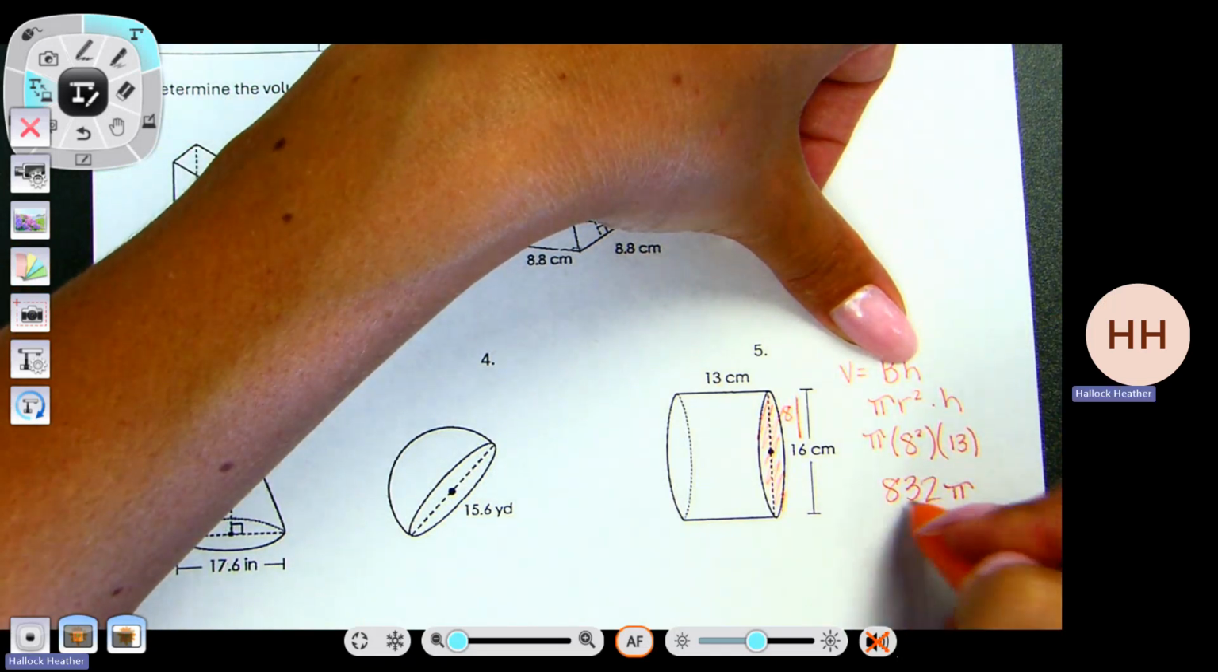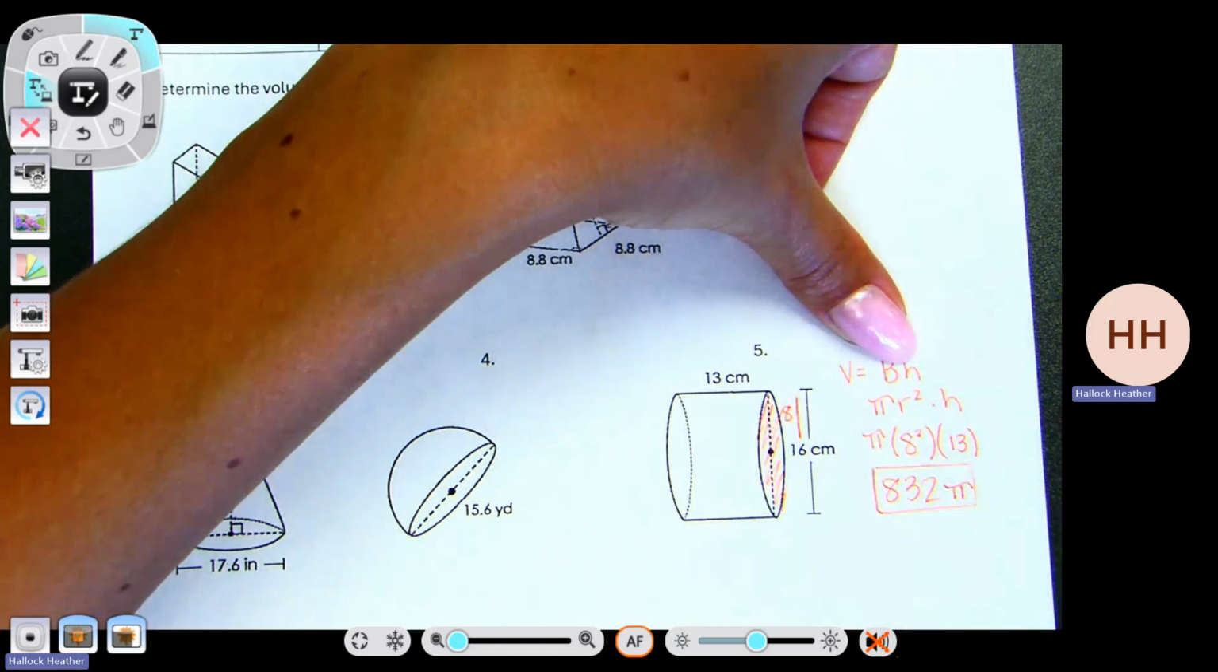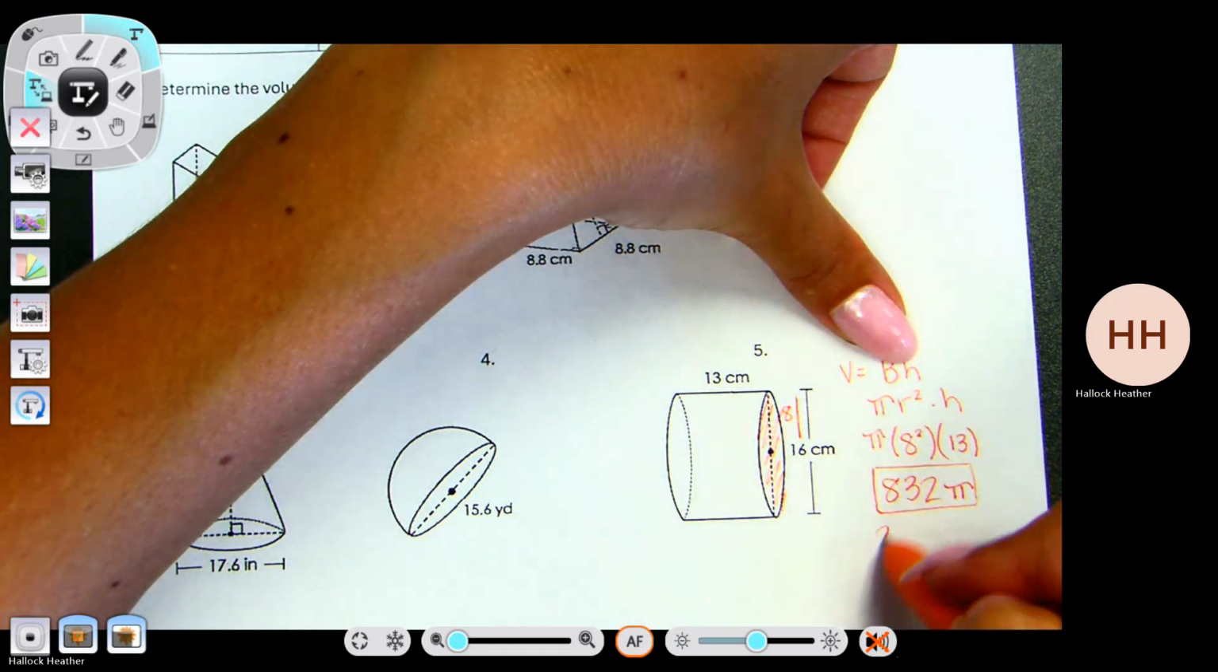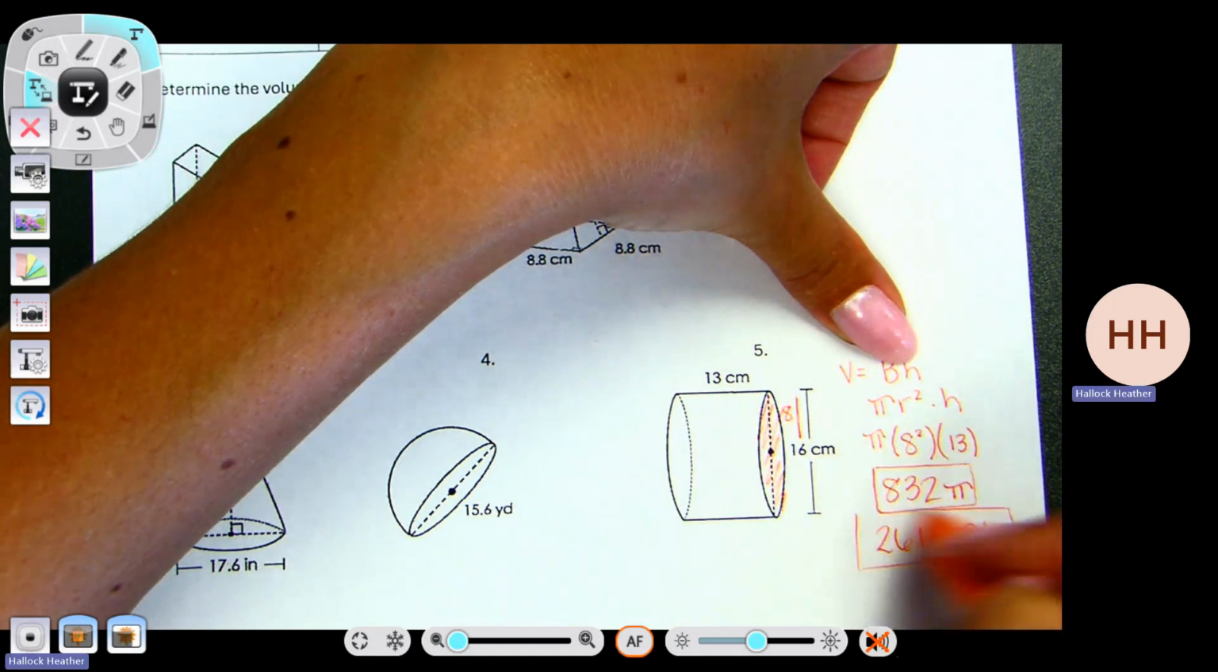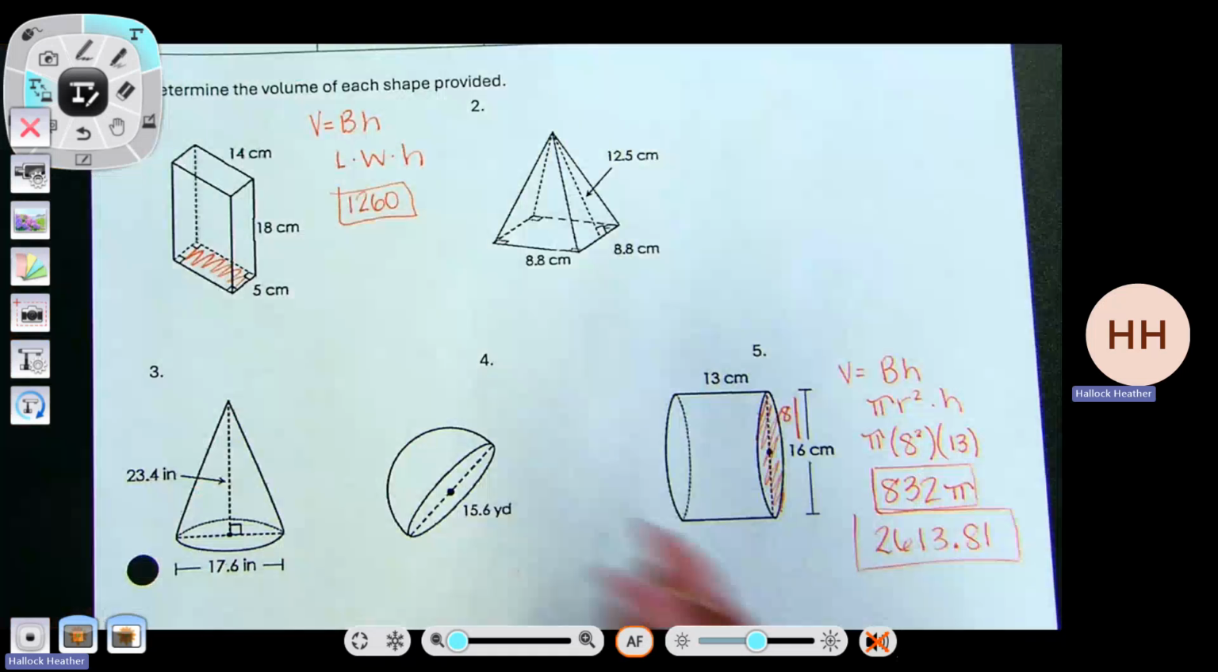832, and then I have pi in the back. So that's in terms of pi. If I actually multiply them together, what do I get as the final answer? Nice. Okay, so my pen's running out of ink, I think. Let's go to the next two.